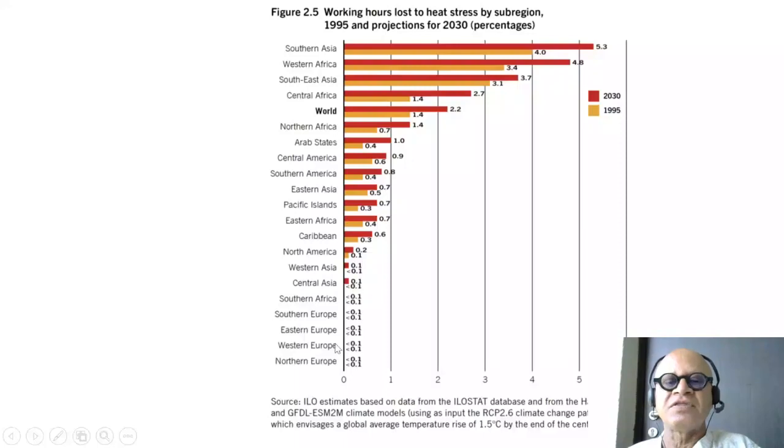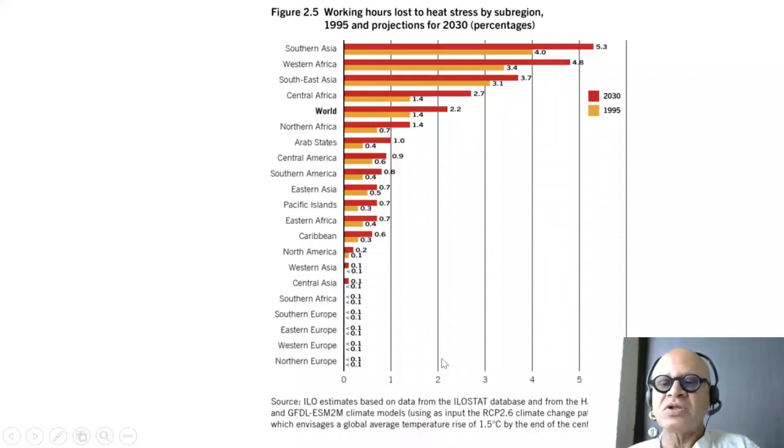Okay, there are regions where the impacts are not so strong because they're already pretty warm and they're not going to get much warmer or something like that. We have to carefully consider the details. So you can see that this is 5.3 hours lost. I think this may be annual number of days. We have to be careful.